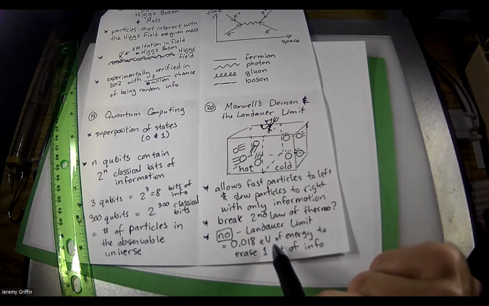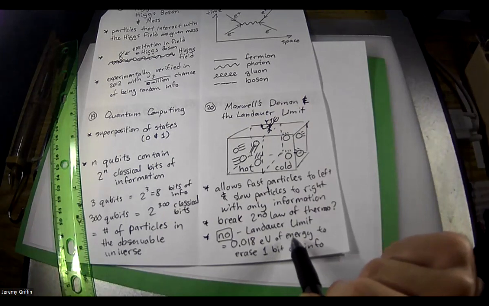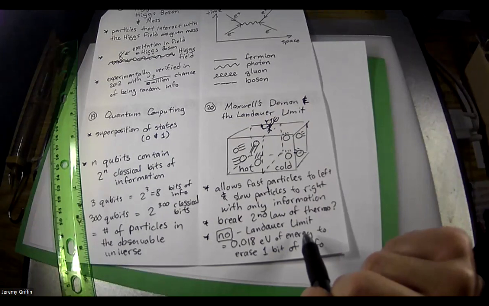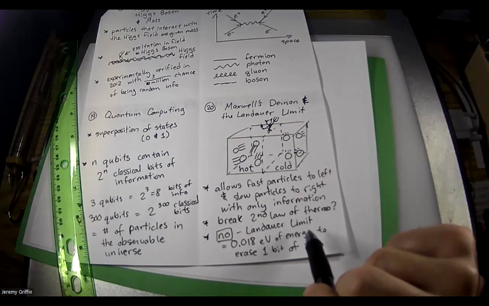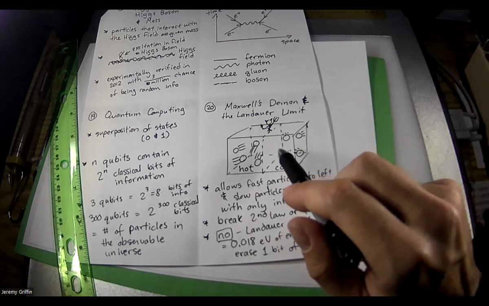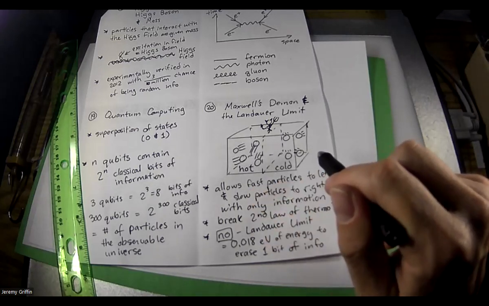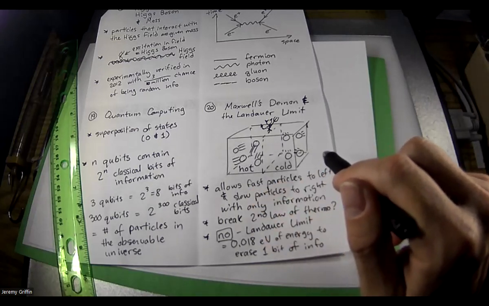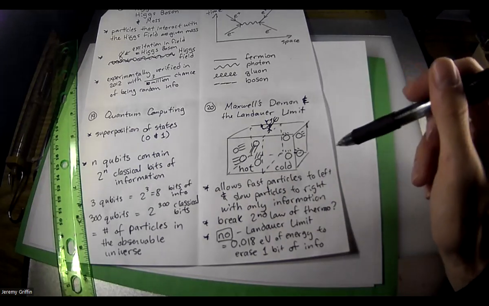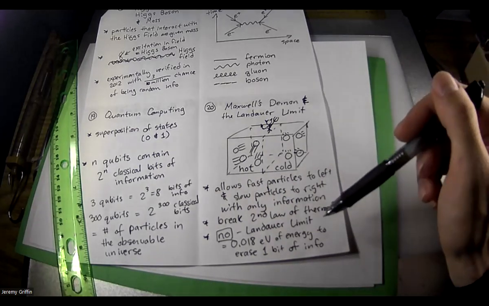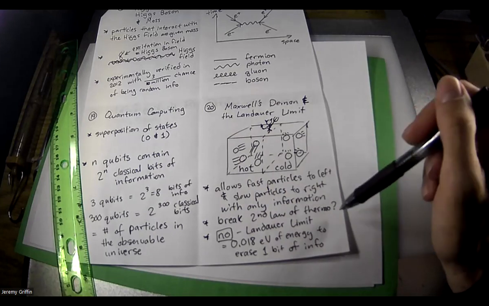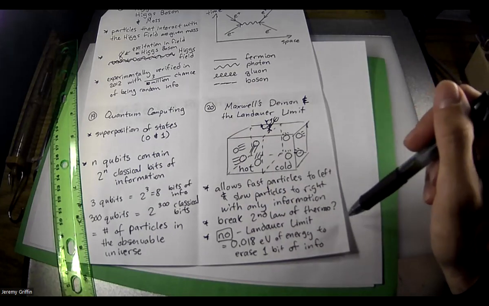And so that exchange of energy that's embedded in that information, the increase in entropy that's caused by that exchange of energy, outweighs the decrease in entropy that he gets by separating out the hot from the cold particles, the fast from the slow. So overall, the entropy of the universe increases, and the second law of thermo is still intact.